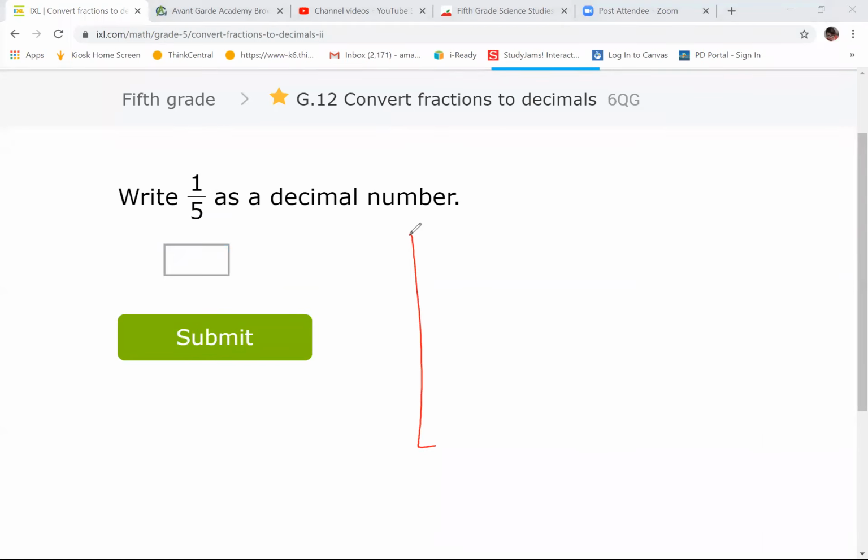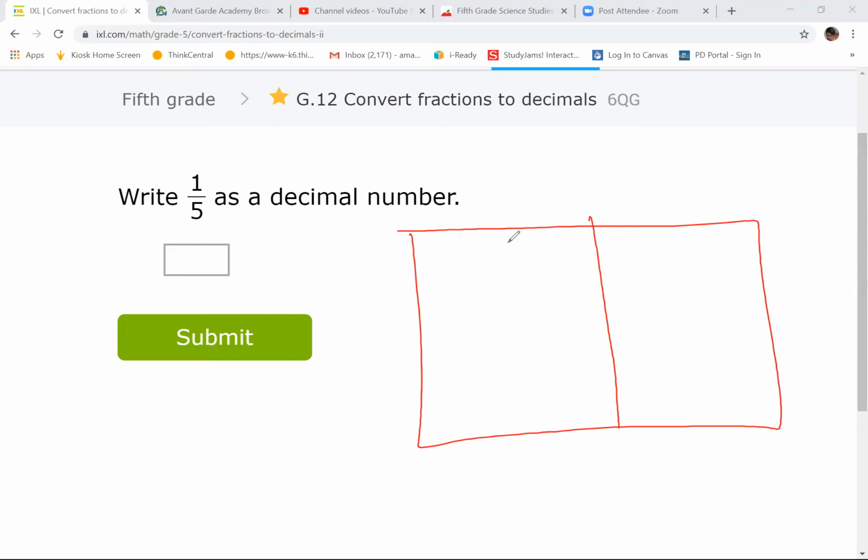Get your paper and pencil. You have two ways to do 1/5: as a division fraction to find that decimal, or you can convert it into an equivalent fraction. This time we can use tenths. All right, pause the video. Let's see what you get.